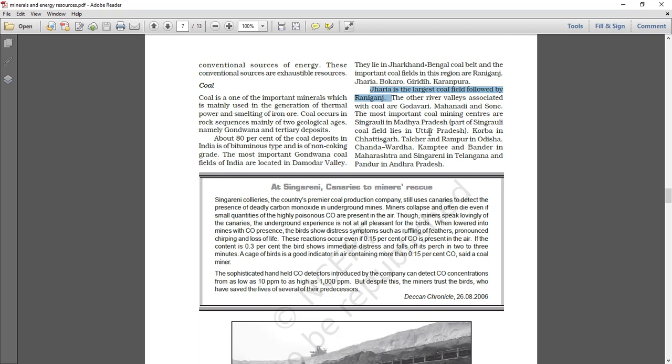अगर मैं बात करता important coal mining center, because ये भी आपको learn करना पड़ेगा. तो if I'm talking about important coal mining centers, then Singrauli is the important coal mining center in the state Madhya Pradesh. Korba is an important coal mining center in the state Chhattisgarh. Talcher and Rampur are the important coal mining centers in Odisha. Chanda, Wardha, Kamptee, Bander are important coal mining centers in Maharashtra. Singareni in Telangana, and Pendul in Andhra Pradesh.